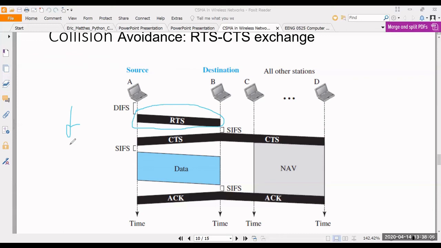SIFS. I know the IFS is the frame space, but the S and the D and the DIFS.